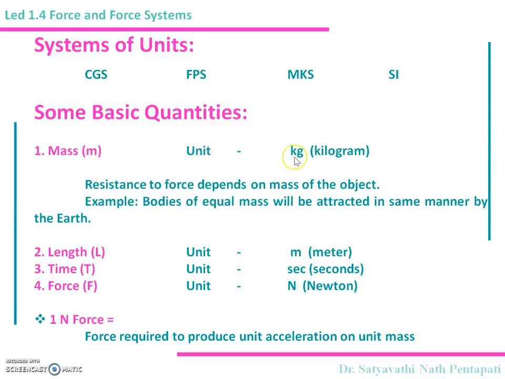Mass, you know, kg or kilogram is the unit. For length, meter. For time, seconds. And force we represent in newtons. What is 1 Newton force? 1 Newton force is nothing but the force required to produce unit acceleration on unit mass. This definition we have obtained from Newton's second law of motion, which states that F equals ma.